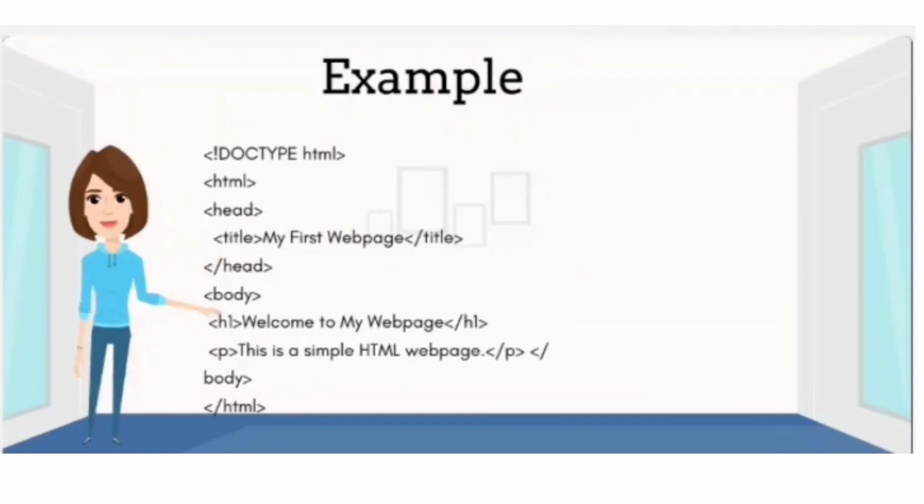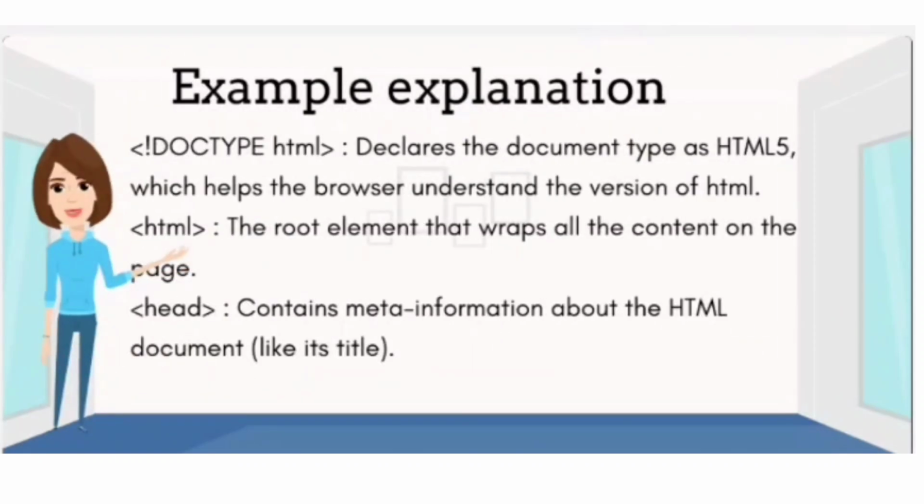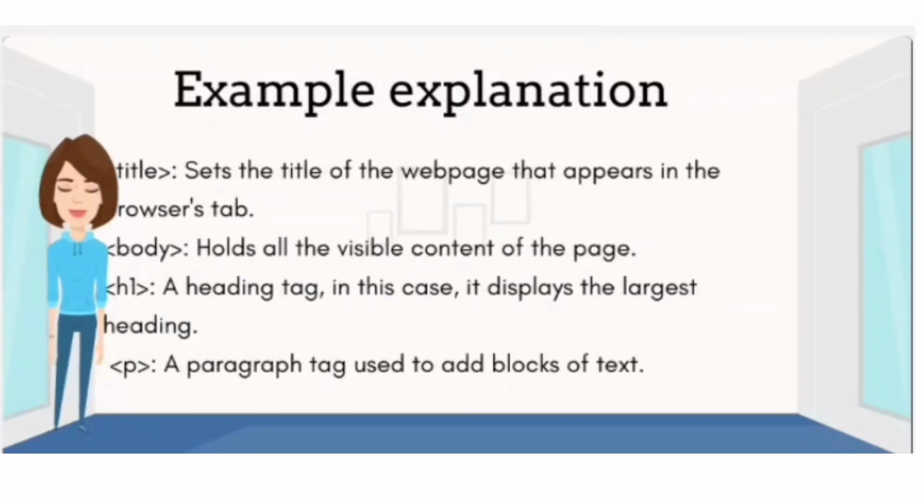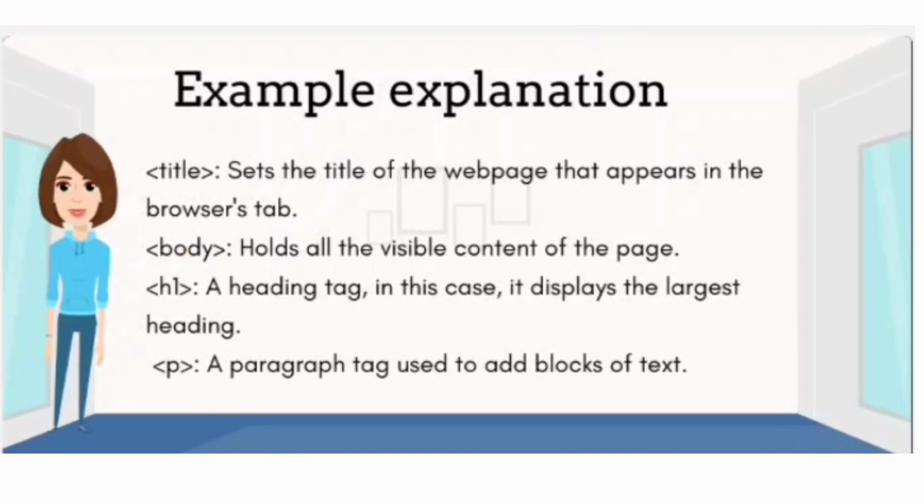Let's see the example here. Here is the explanation about the example. Doctype HTML declares the document type is HTML5, which helps the browser understand the version of HTML. HTML tag is the root element that wraps all the content on the page. Head tag contains meta information about the HTML document, like its title. Title tag sets the title of the web page that appears in the browser's tab. Body tag holds all the visible content of the page.